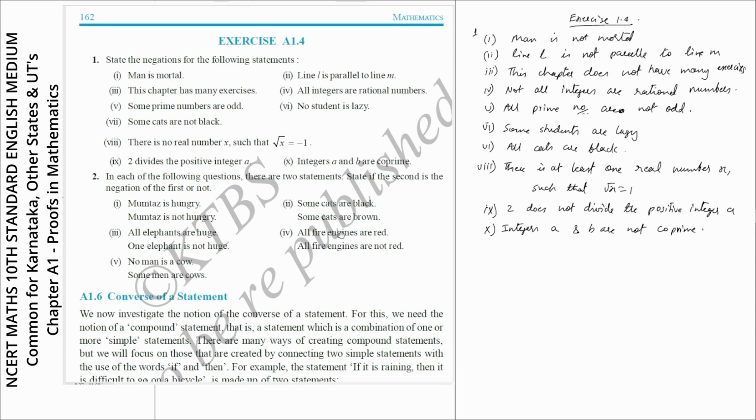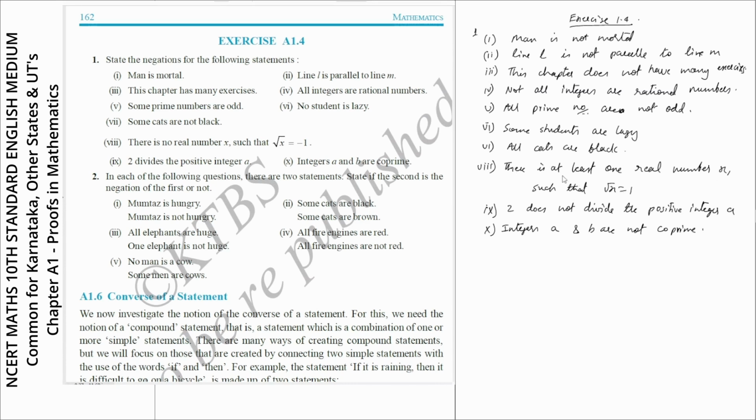Sub question 8, there is no real number x such that square root of x is equal to minus 1. So this is a true statement actually. There's no real number whose square root is equal to minus 1. So to make this statement false, there should be at least one real number whose square root is equal to minus 1. Therefore the answer will be: there is at least one real number x such that square root of x is equal to 1.